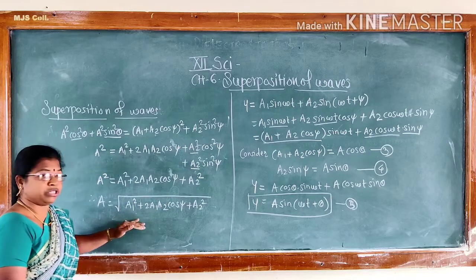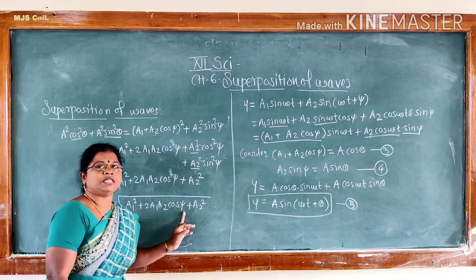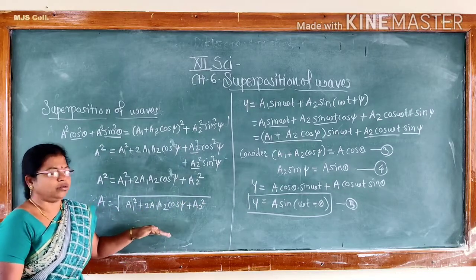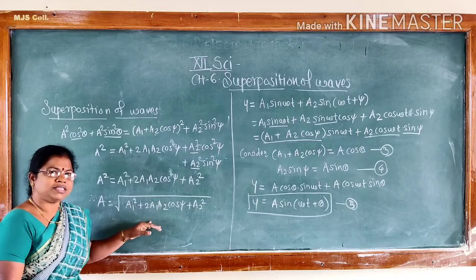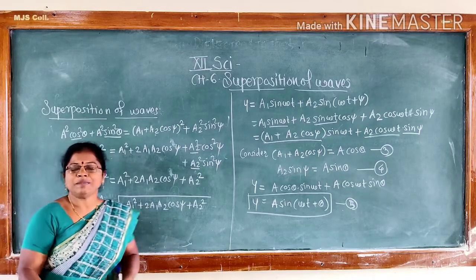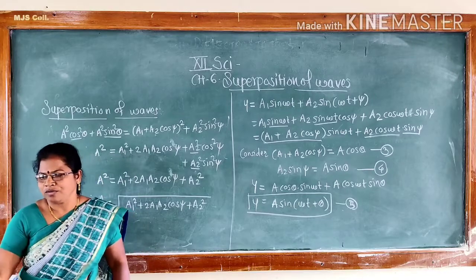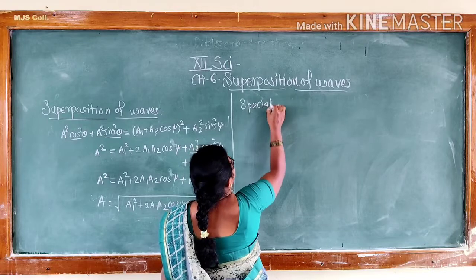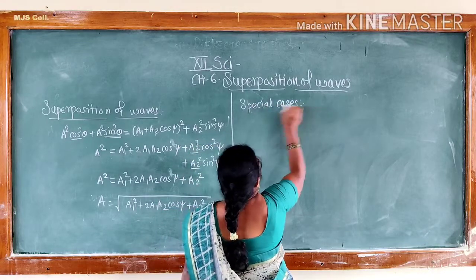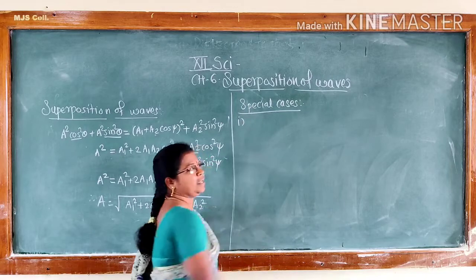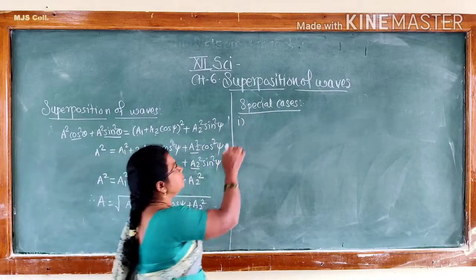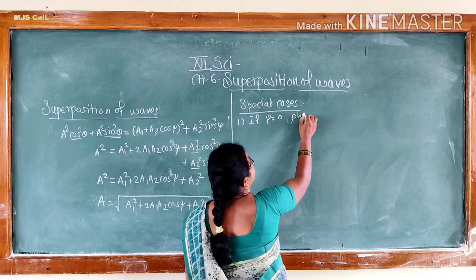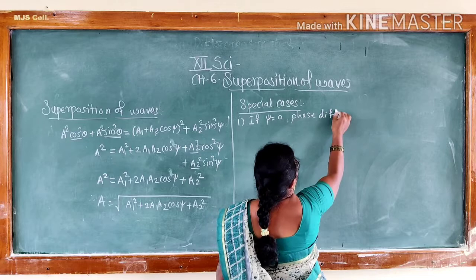Now there are special cases. That means, what's the value of psi? Depending on that, there is the maximum amplitude or minimum amplitude. When two waves are in phase, then at that time there is the maximum amplitude. That means when psi is equal to 0. So, special cases. First one is, if psi is equal to 0, that means phase difference is equal to 0.